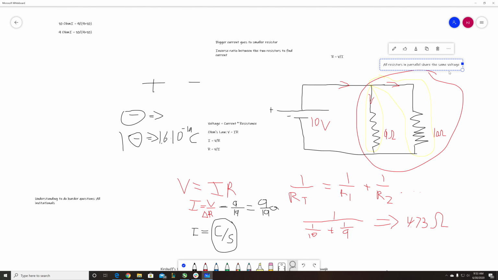Okay, so the key part in this is that all resistors in parallel share the same voltage. Now, because there's 10 volts going directly into this circuit, because there's no resistor here, no resistor here, no resistor here. If there was a resistor anywhere else in the circuit, it would not be 10 volts. You would have to subtract the other voltages from the 10 volts.